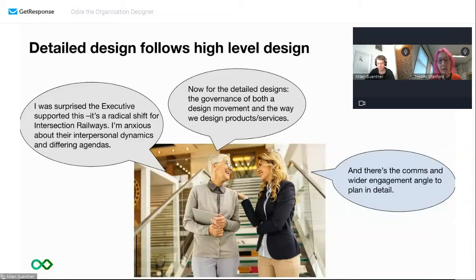And you've got the interpersonal dynamics coming into play. And they're picked up, I think, in blog 3 of this that I wrote. And the detailed design has to go into, in this particular example of Odile, where she's designing a collaborative movement using the Sleeper Train app as a test bed and a way of designing products and services for the whole of Intersection Railways in a way that is continuously governed. She's got to really think through what the design activities are. And as the marketing director is pointing out, there's a comms and engagement angle to plan in detail as well.